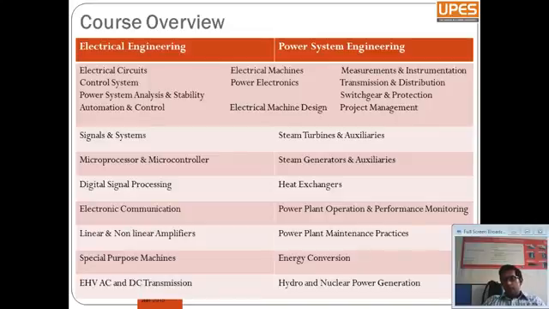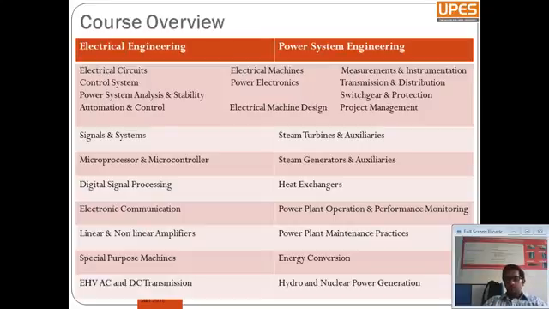Coming on to the difference of the courses, in electrical we study more of signal systems, microprocessors, microcontrollers, amplifiers, and HVAC and DC transmission. So we are focusing more on the electricity part, more towards research-oriented study, whereas in power system engineering we are focused more on power plant operation and power plant maintenance practices, steam generator, heat exchanger. So we are precisely talking about power plant operations.